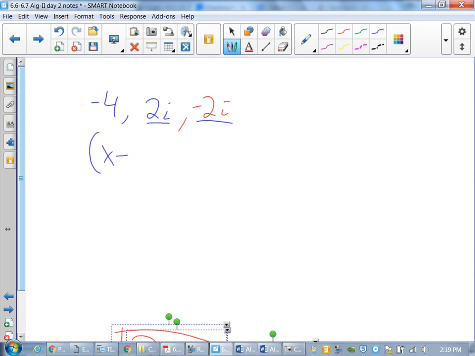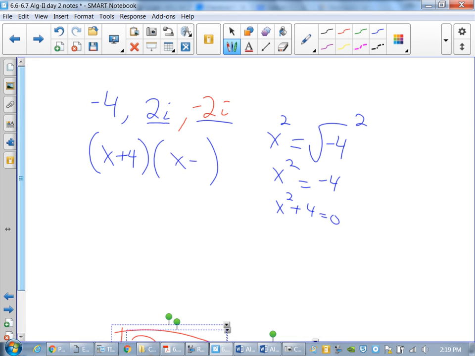This one is easy. It's x plus 4. The other one's going to be, well, what square root is going to give me plus or minus 2i as a solution? What would it be? Well, if I take the square root of what is 4, a positive 4 or a negative 4, gives me i's. So if I take the square root of a negative 4, if I square this and square this, that means x squared equals negative 4, which means x squared plus 4.